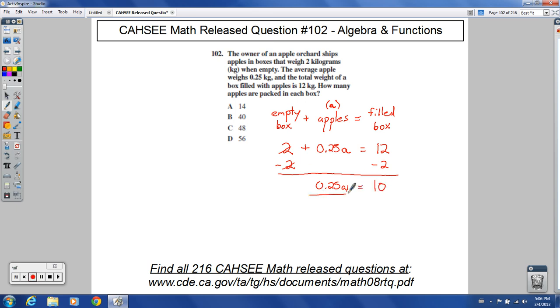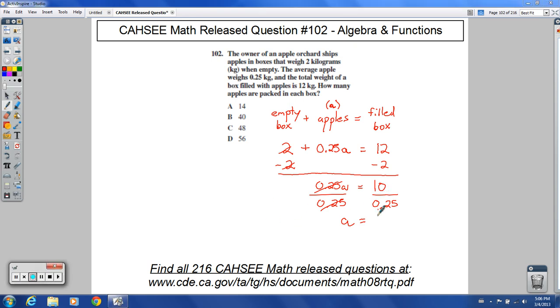And if I divide by 0.25, that can be a little tricky to think of without a calculator. But if I divide by 0.25, that gets rid of that there and there. That's the same thing as saying you have 10 divided by 1/4. I could write it like that. So that's another way to write that.